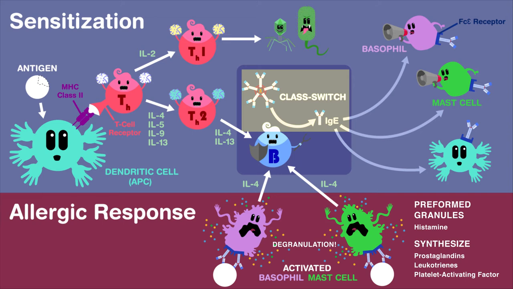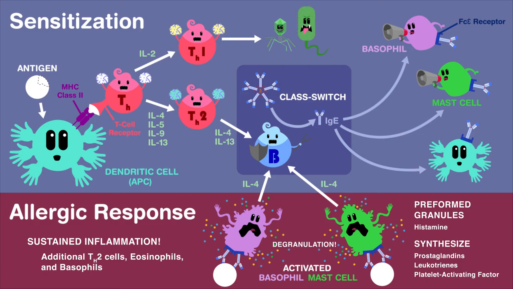Another means of amplification of the allergic reaction is capture of IgE by the Fc epsilon receptor on dendritic cells. These IgEs are a perfect trap for the antigen, and the dendritic cell can now process it more efficiently to present it to more naive T cells. The immediate reaction caused by the degranulation of mast cells is followed by sustained inflammation, which results from recruitment of additional Th2 cells, eosinophils, and basophils.